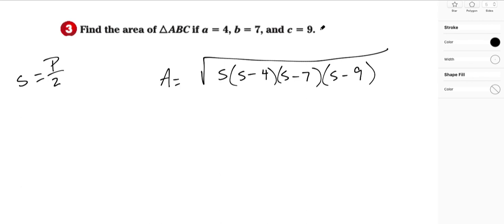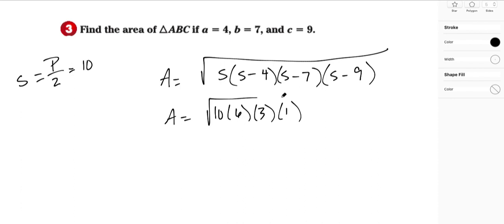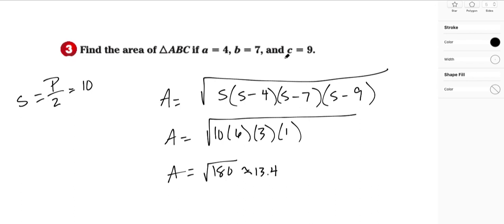The perimeter is going to be 11 plus 9, it's going to be 20, divided by 2, which is 10. And then the area for us will be the square root of 10 times 6 times 3 times 1. So that's going to be 60, and then 60 times 3 is 180. And so the area is going to be the square root of 108, which is approximately 13.4 units. And that's going to be the end of our examples for today.